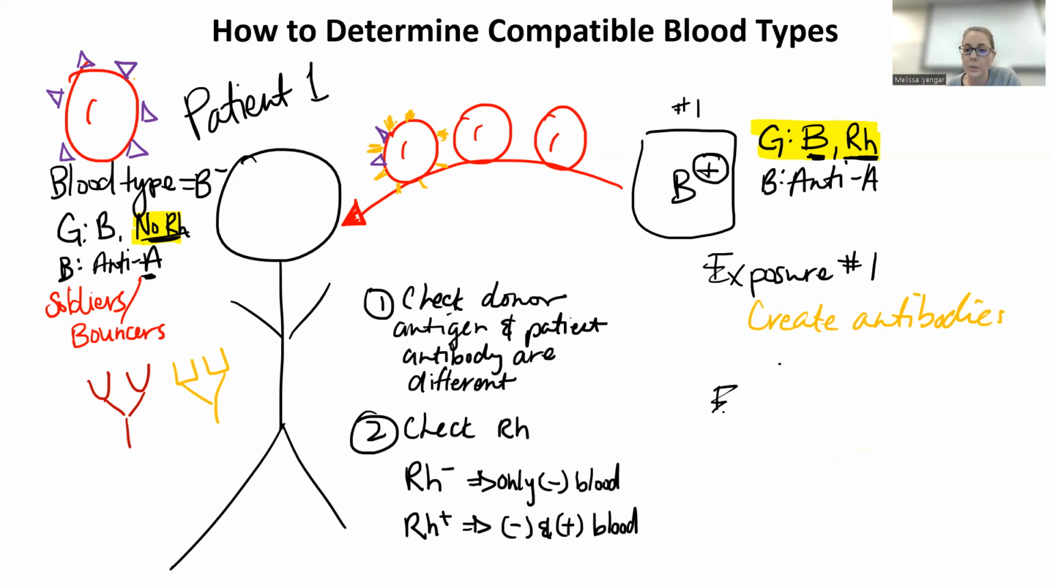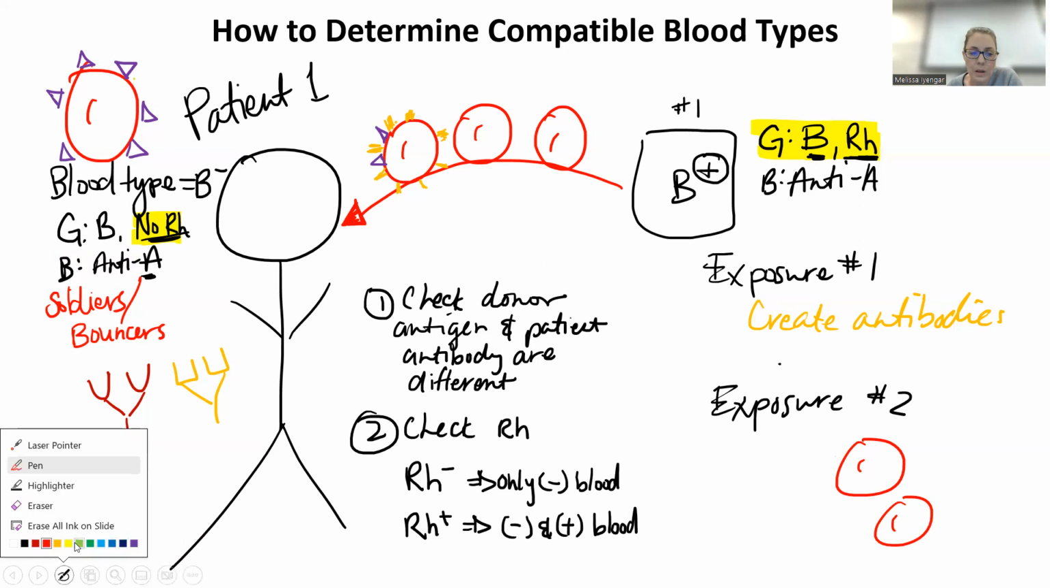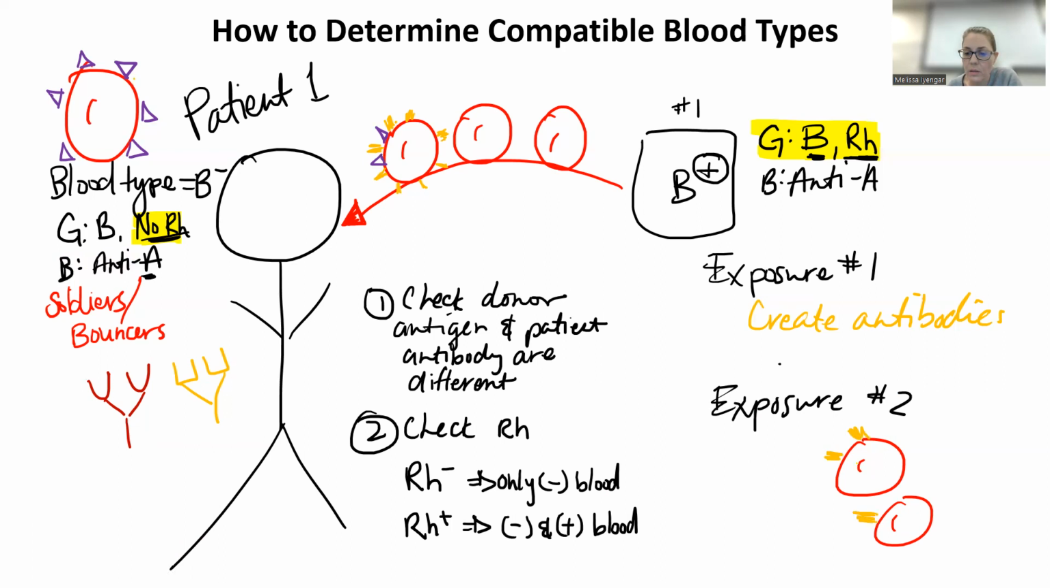Okay. During exposure 2, that means I'm going to give this patient B positive blood one more time. Now you have the antibodies. So as soon as these red blood cells enter the body with that Rh antigen present, what's going to happen is those antibodies you previously created are going to attach together and they clump, or they agglutinate, okay? And it's the second exposure that's going to cause your patient to die.